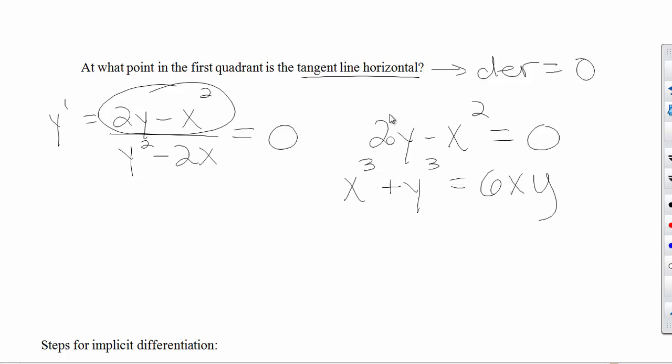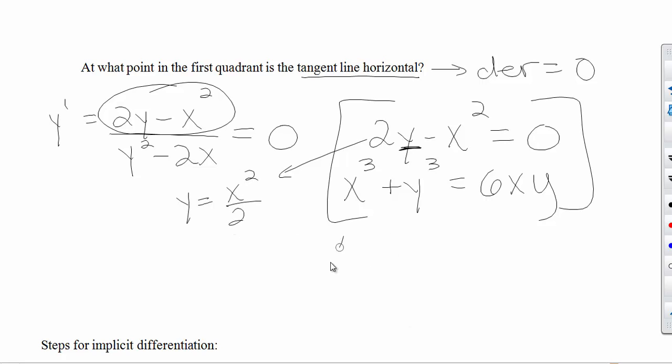So now I form a system of equations because I have two variables. And I'm trying to find the points on the original curve whose tangent lines would be horizontal. Okay, so you have a system of equations. Probably the easiest thing would be to solve the top for y and plug it into the bottom. So if I solve this top equation for y, I would get x squared over 2. And then if I plug that into this bottom equation, I'd have x cubed plus (x squared over 2) cubed equals 6x times x squared over 2.